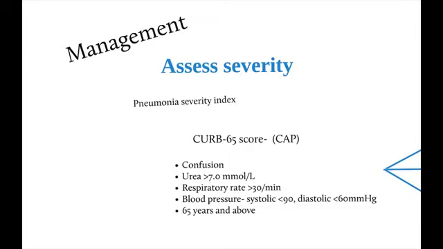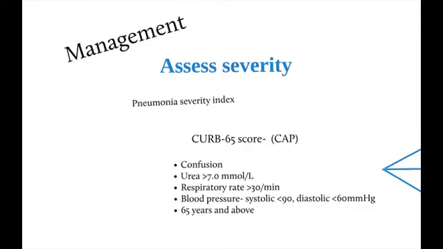And each letter in the mnemonic stands for something different, and it's confusion, that's a C. U stands for urea, so that's also why we want their U's and E's, because we want to be able to stage them. And if the urea is above 7, then they get a score for that. Also the respiratory rate, if they're tachypneic with a respiratory rate above 30, then they get a score for that. Blood pressure as well, so if they've got hypotension, then they get a score for that. And also whether they're 65 and above. And this is how it relates to severity.